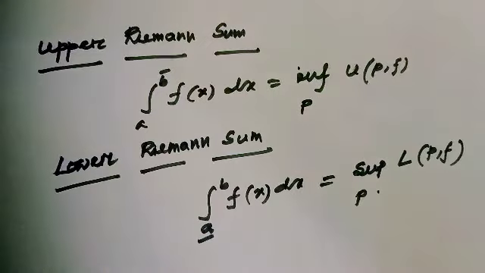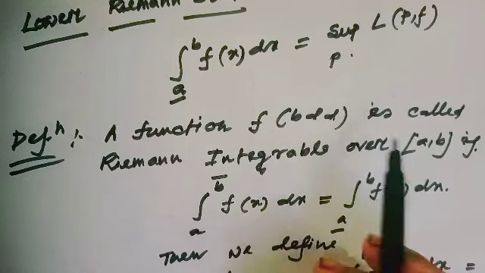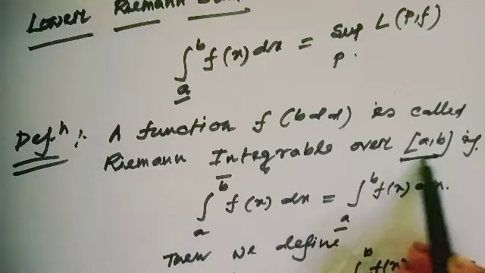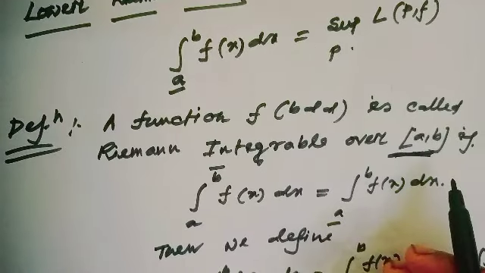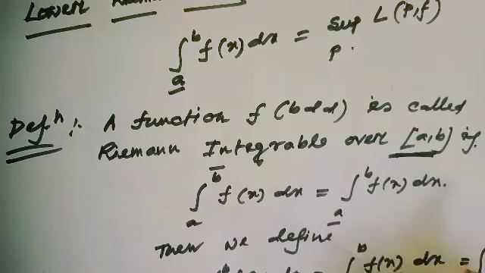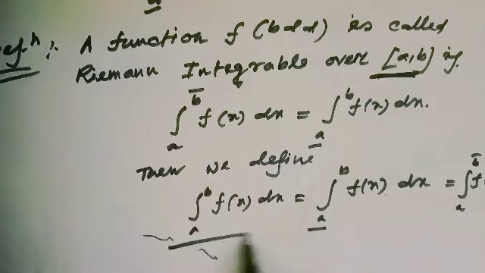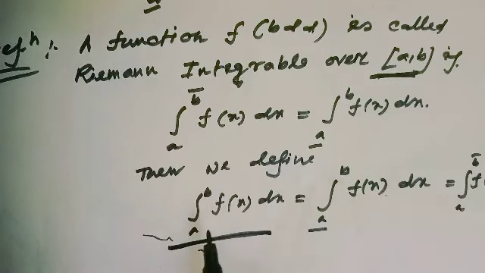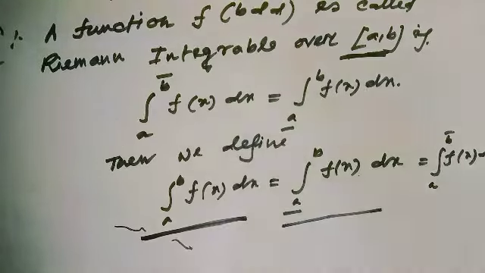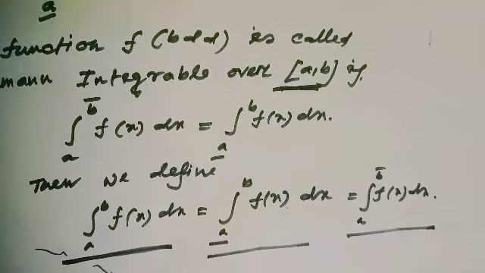Are you getting it? Well, a bounded function f is called Riemann integrable over the closed interval ab if the upper Riemann integral equals the lower Riemann integral. And then we define this notation, the integral from a to b of f(x) dx, which is the same as the upper Riemann integral and the lower Riemann integral. Are you getting the idea? Well.